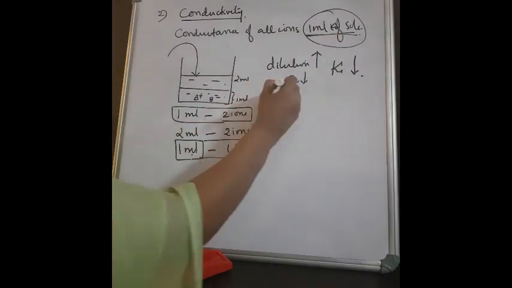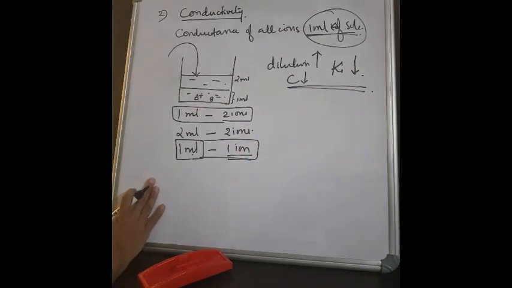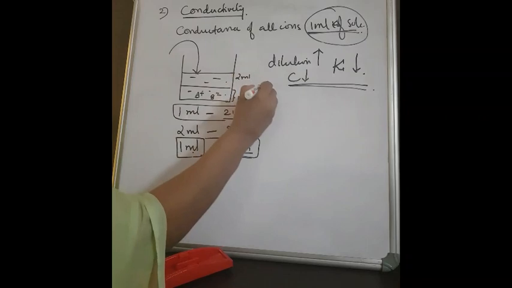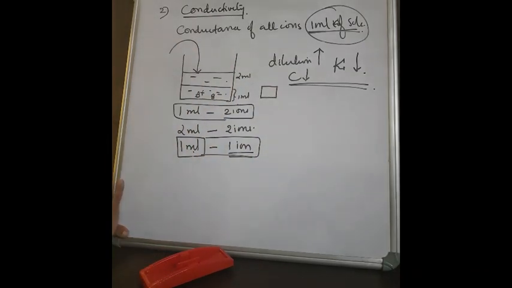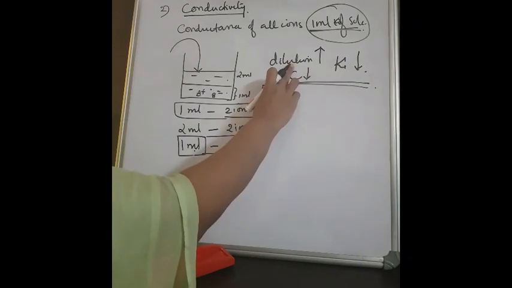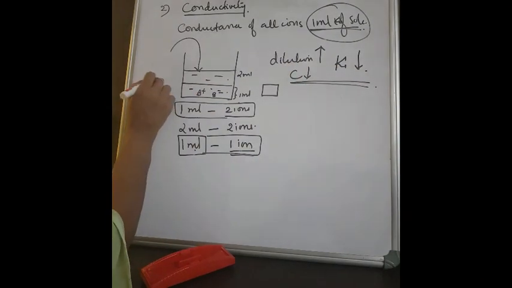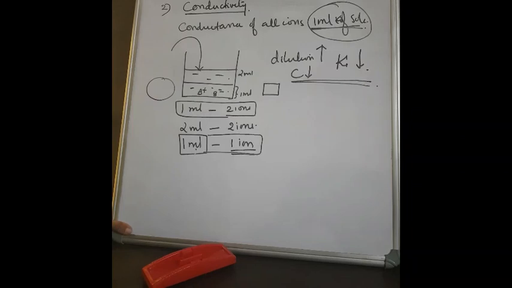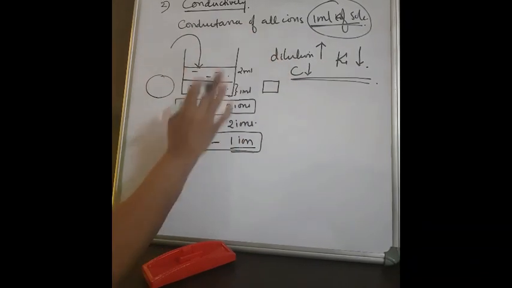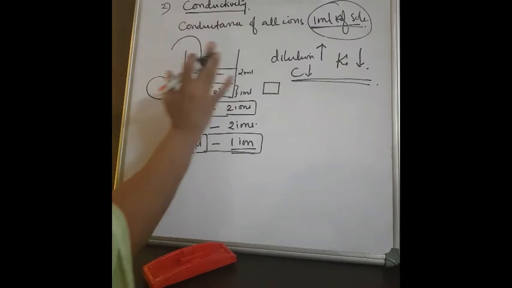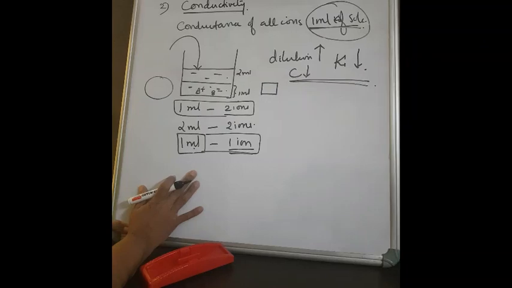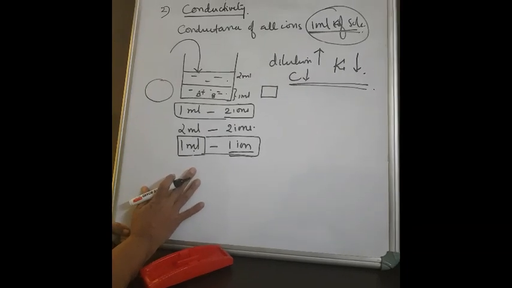Very, very important. Or you can say in one word, the number of ions per ml decreases. Why does conductivity decrease on dilution? Because the number of ions per ml decreases. That is why the conductivity decreases on dilution, or on increasing the dilution or decreasing the concentration. Correct? Is it clear? Okay.